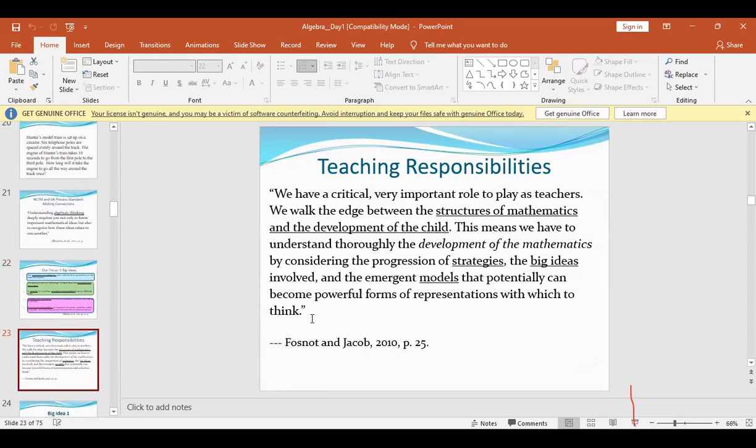Next, teaching responsibilities. We have a critical and a very important role to play as teachers. We walk the edge between the structured mathematics and development of the child. This means that we have to understand thoroughly the development of mathematics by considering what strategies, big ideas, and emergent models to use, potentially powerful forms of representation which help students to think. Ito lang naman yan siya.